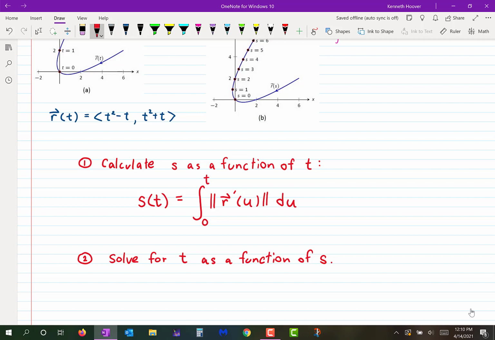And then step 3, replace t in r of t with the expression for t in terms of s.